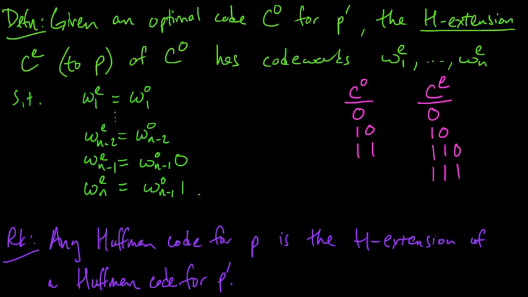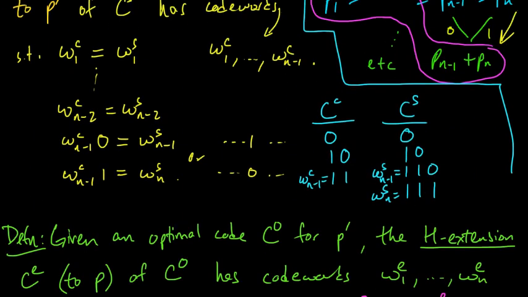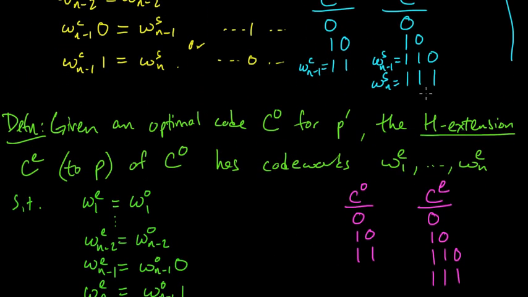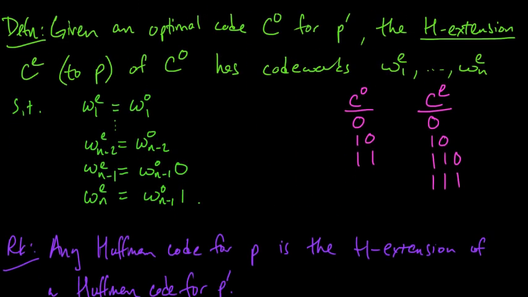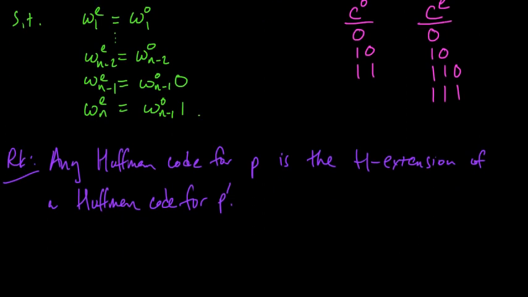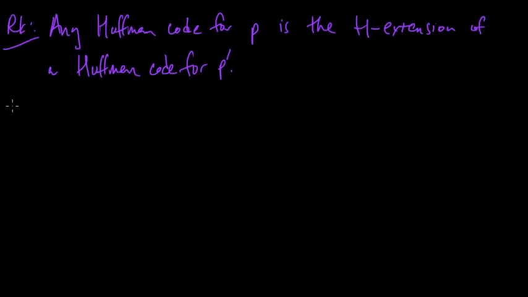Welcome back. We just defined the Huffman extension of a code, and we also defined the Huffman contraction here. They were just sort of in some sense inverses of one another. And we observed that any Huffman code for P is the Huffman extension of a Huffman code for P prime. And now we have reached the main step, the main calculation, which is the extension lemma.